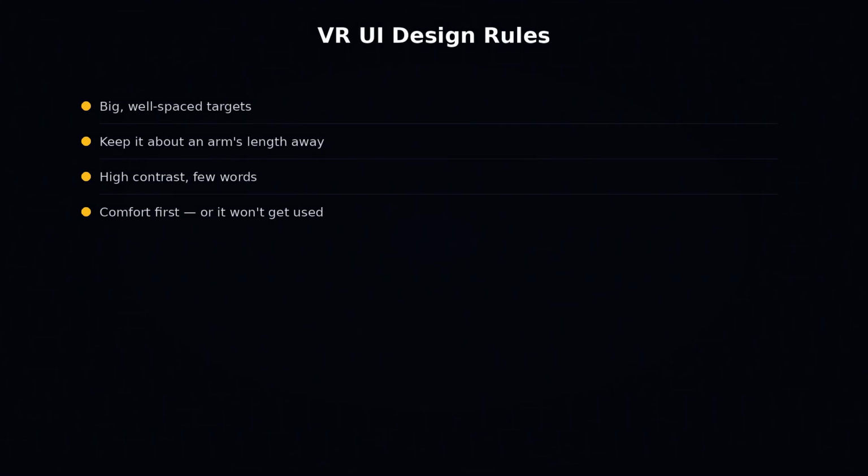A few design rules keep your VR menus comfortable and usable. Make targets big and well spaced, so fingers do not miss. Keep the panel about an arm's length away, not in the user's face, not across the room. Use high contrast and few words, because reading in VR is harder than on a screen. Comfort first. A menu that strains the eyes or arms will not get used.